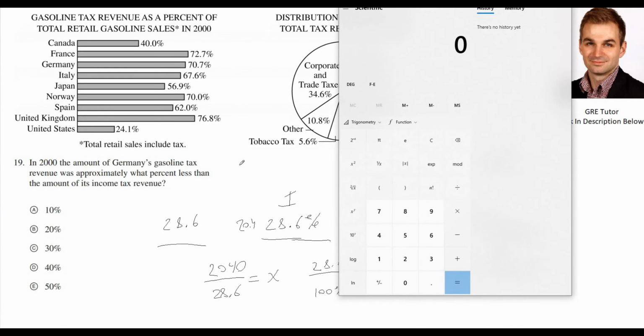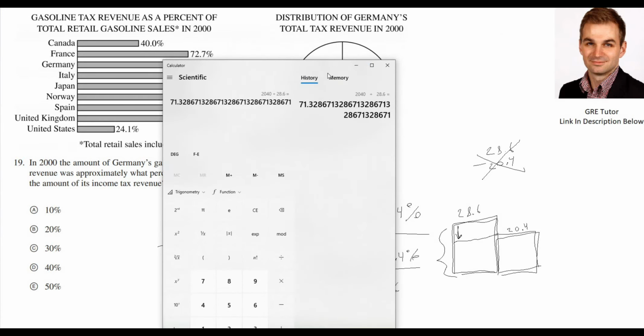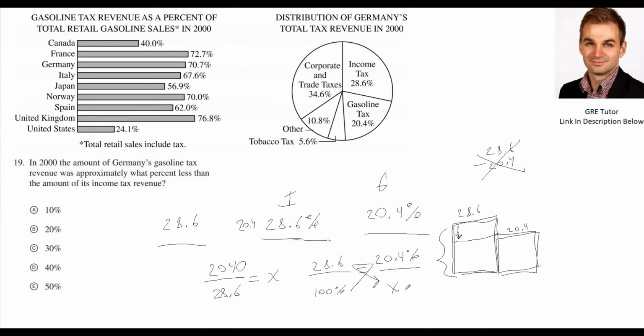And what we're going to get is divided by 28.6. And we get that you're looking at approximately 71.32%. All right, so this is going to be approximately 71.32%. All right, so that means that if 100% is your income tax, so out of your total income tax, I know this is 20% of your total tax revenue, but this is also 100% of the proportion of your total income revenue that comes from income tax.